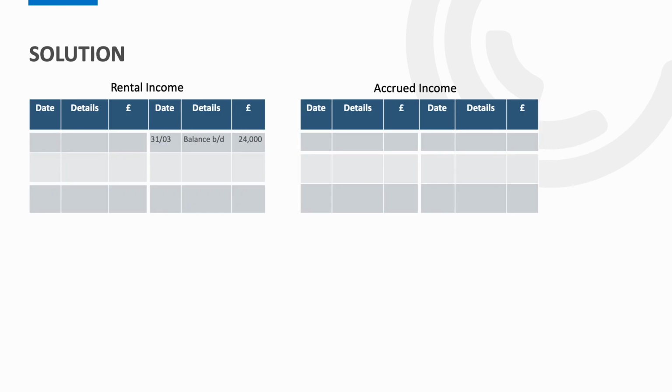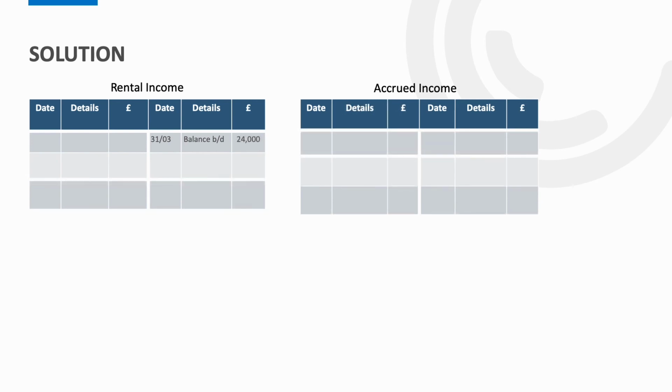Let's firstly just look at the accounts before there's anything entered. So we have a balance on the rental income account of £24,000 and a nil balance on the accrued income. The first step will be as we did before, which is to record the accrual within these accounts. To do this, we credit the rental income for £8,000, therefore increasing the amount on the income account, and debit the accrued income account, increasing the business's assets.